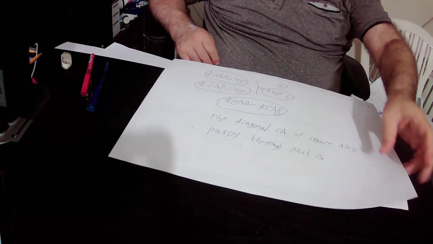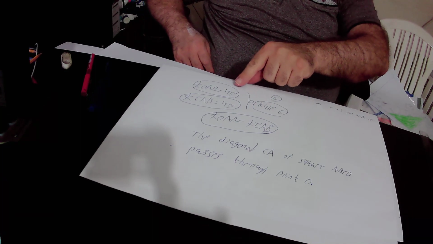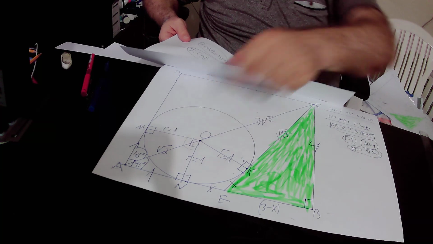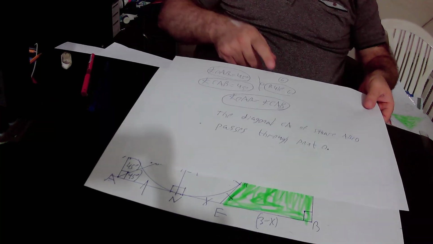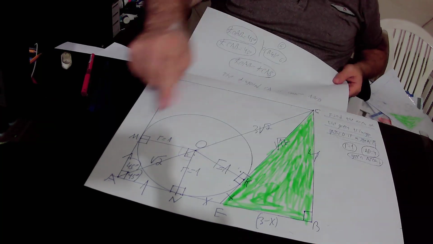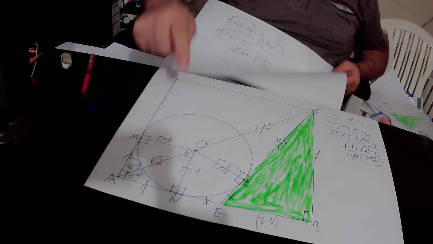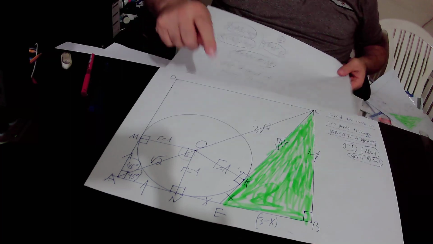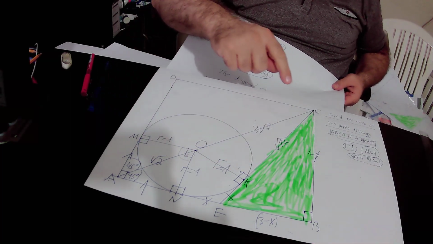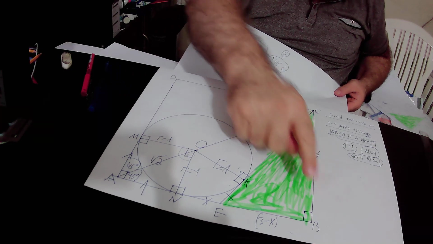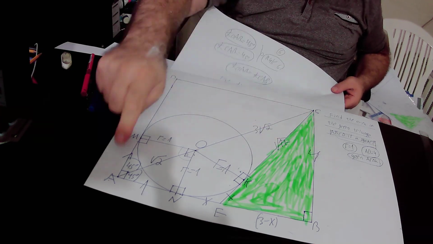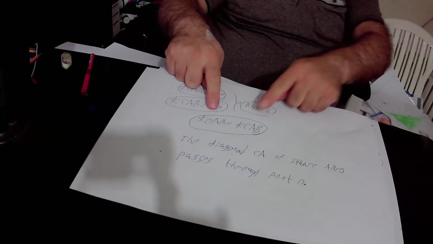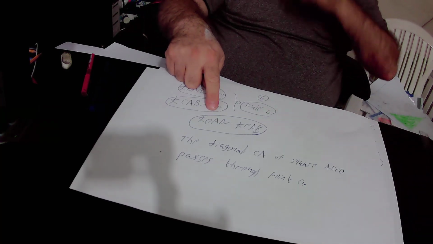So, angle OAB equals 45 degrees, according to rule number 6. Angle CAB also equals 45 degrees, according to rule number 6. So, actually, angle OAB equals angle CAB. Those two angles are equal to each other.